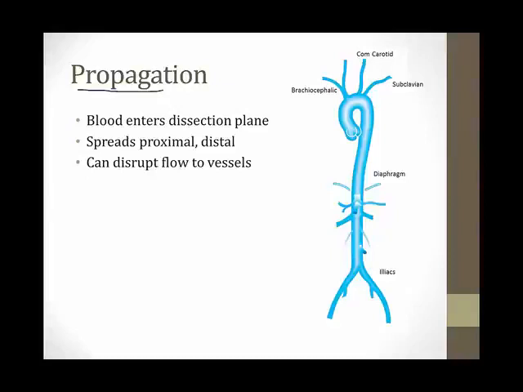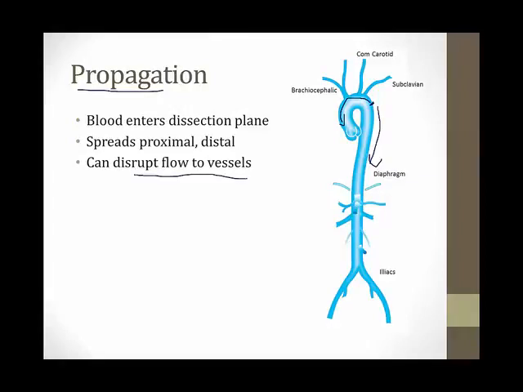Once blood enters the plane between the layers of the aorta, it can propagate. So for example, if we look at this drawing on the screen, imagine that there's a tear in the intima at this point right here. Blood then enters the plane between the intima and the media, and it can propagate. It can spread distally down towards the abdomen, and it can spread proximally back towards the heart. And when it does this, it can disrupt flow to blood vessels.